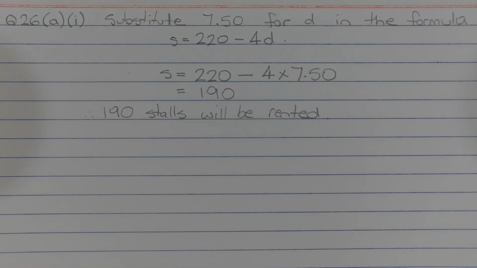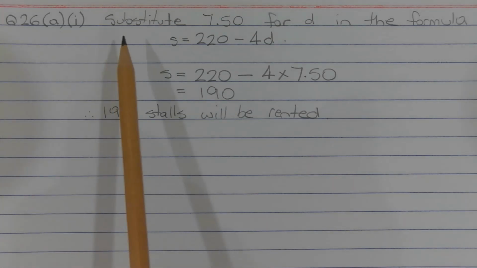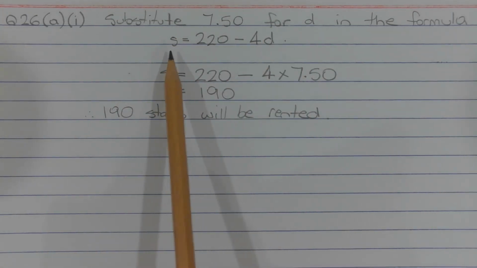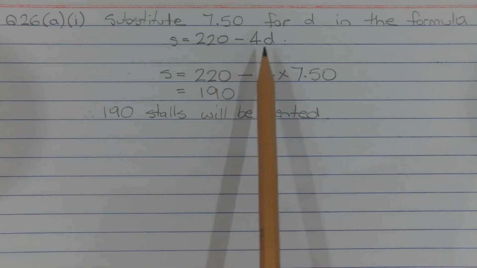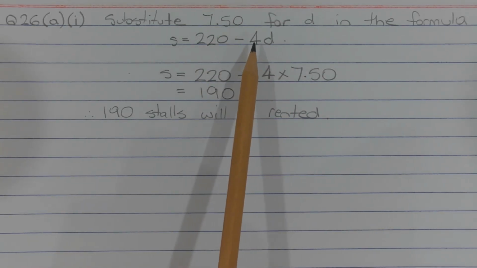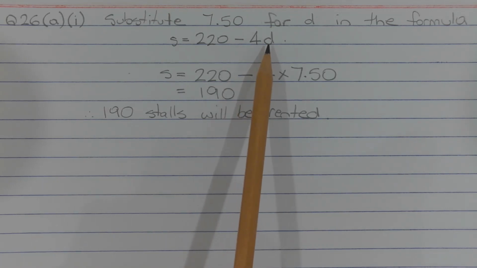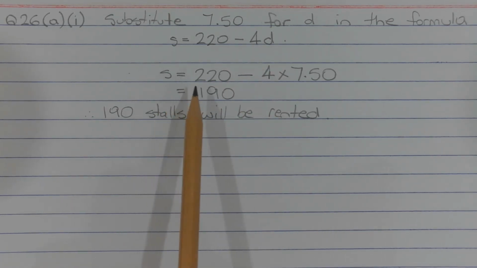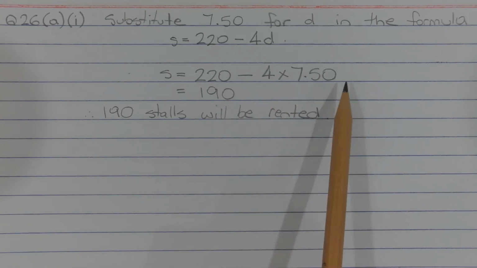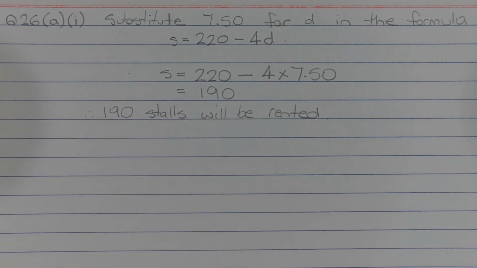To find the number of stalls rented if Otto charges $7.50 per stall, substitute 7.50 for D in the formula S equals 220 minus 4D. So substituting this value for D and noting that 4D means 4 multiplied by D, we have S equals 220 minus 4 times 7.50, which equals 190. Therefore, 190 stalls will be rented.